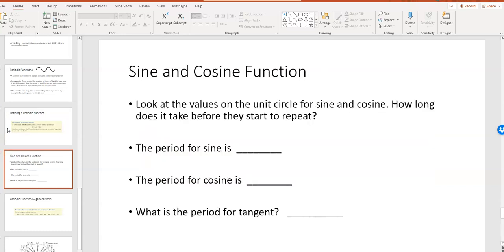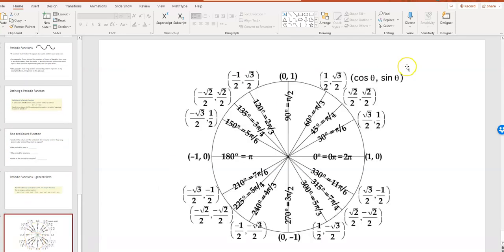So how long does it take before the pattern starts to repeat on that unit circle? Here, I'm going to give you this unit circle because it's closer. So how does the pattern go? It starts at 0, it goes up to 1, it comes down to 0, it goes down to -1, it goes back up to 0. So it looks like it takes 2 pi before I include all those values, right? Before the pattern starts to repeat again.